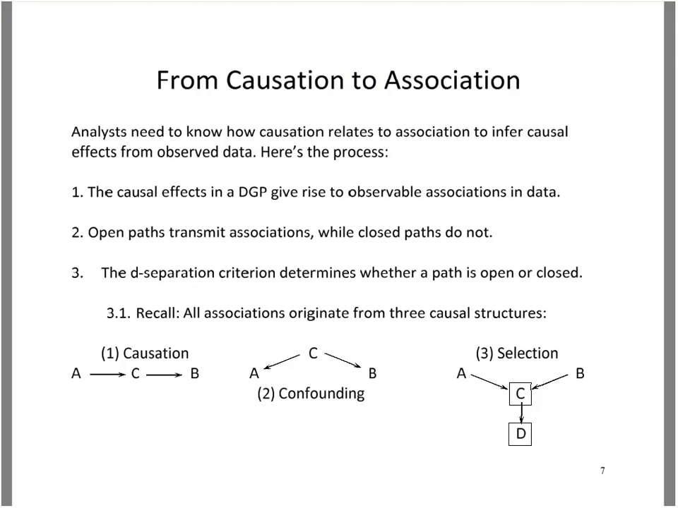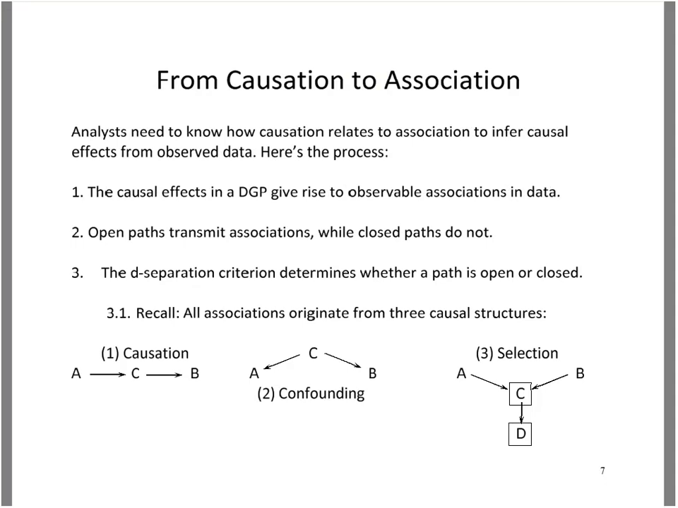You remember that the analyst needs to know how causation relates to association in order to infer causal effects from our observed data. The only thing we can observe in data are associations, so covariances, correlations, regression coefficients. Those are all measures of association. And we want to know under what conditions our, say, regression coefficients or other measures of association have a causal interpretation. So here's the process, just in brief. The first step is to note that the causal effects in the data generating process, so the causal effects that you've notated in the DAG, give rise to observable associations in the data.